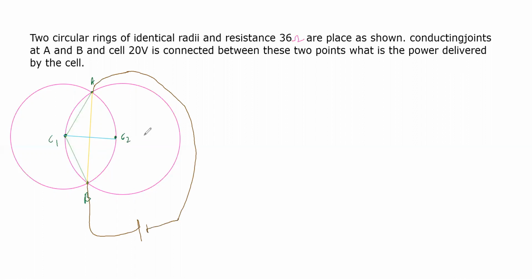We are connecting a cell of EMF 20 volt, so this cell gives current. This current passes through the resistors, so power is developed by the cell. That power we need to calculate. To calculate power, we have to find the effective resistance of the circuit. The power delivered by the cell is EMF square divided by resistance. If we find the resistance value, then we can get the power of the cell.